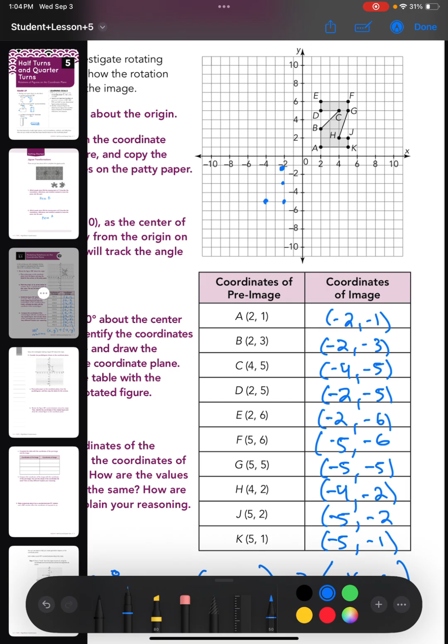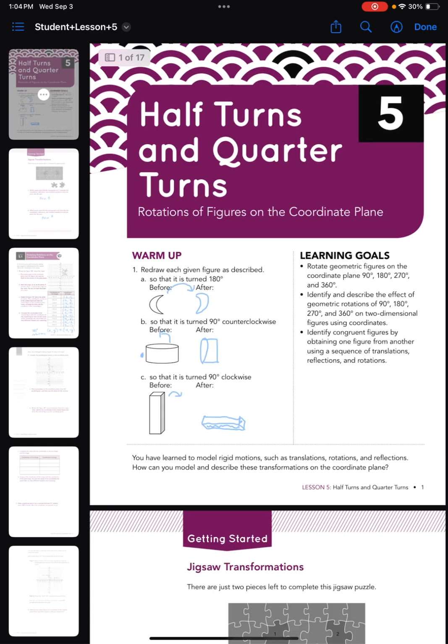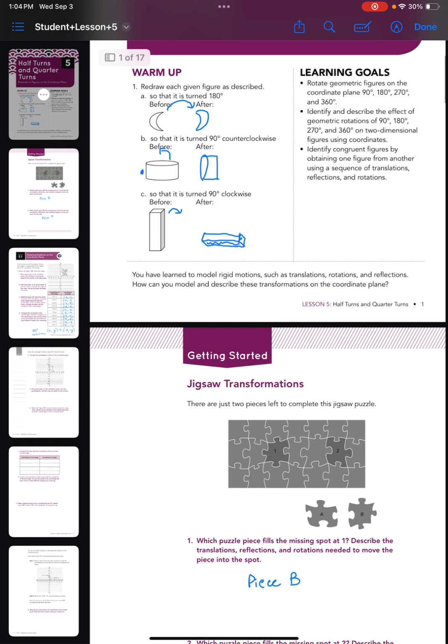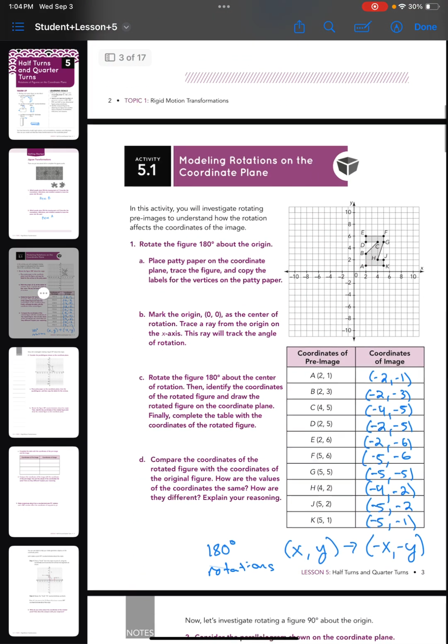All right, now continuing. Then we got -2, -6. Then we got -5, -6. -5, -5. -4, -2. -5, -2. And my screen changed. Oh, it disappeared on me.